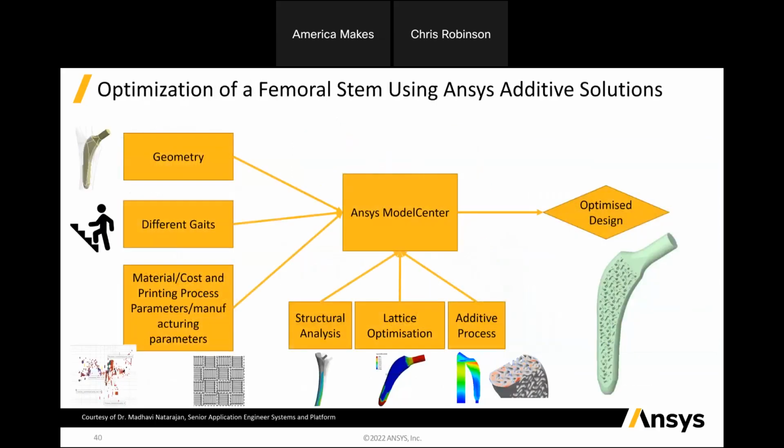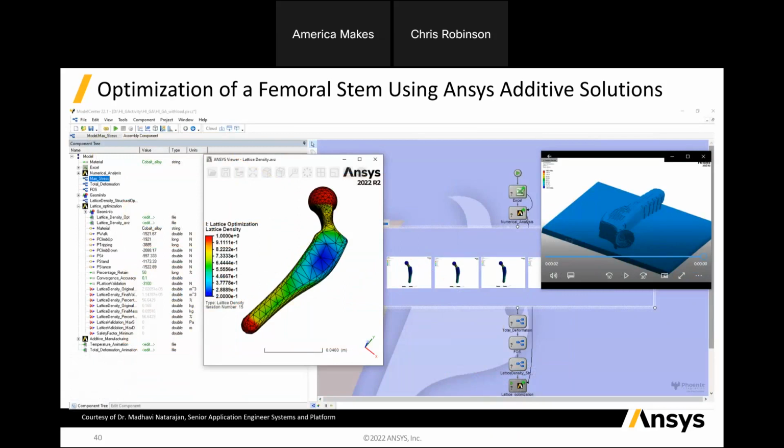I'm going to run through this pretty quickly, but this is just one example of a femoral implant, a femoral stem. You've got your basic geometry, the gaits, so the loading when this is implanted into different humans, different conditions, different strides and things like that. You can have information like material cost and printing process parameters, manufacturing parameters, dump all of that into Ansys Model Center. You can tie that together with the structural analysis, your lattice optimization, your process simulation, and really come up with an optimized design that will give you exactly what you need. And it can give you different options depending on the different types of gaits and different scenarios that you may need to look at.